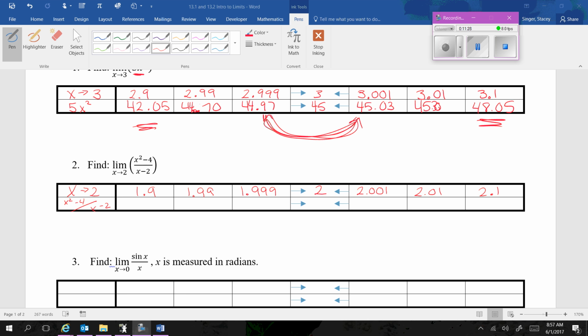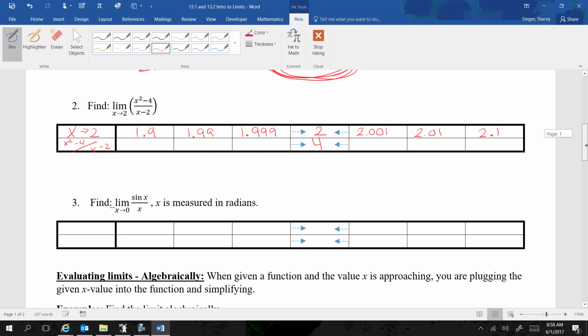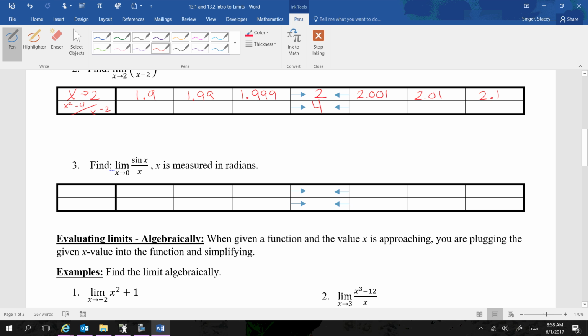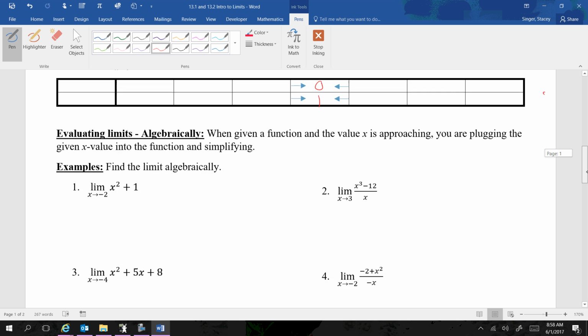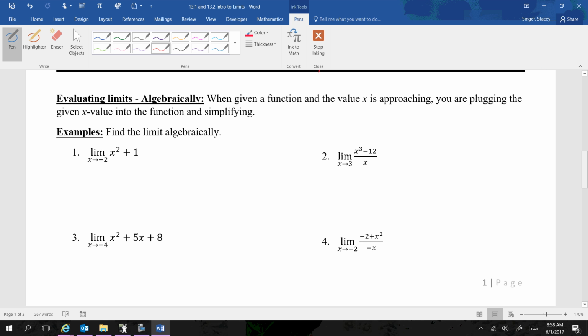So what do you guys get for number 2 as x approaches 2? 4. What do you get if you're done with it for number 3 as x approaches 0? 1. They're not always negative on that side. That happens sometimes. Usually around 1. Or, around 0, that happens. Alright, so, evaluating limits algebraically.